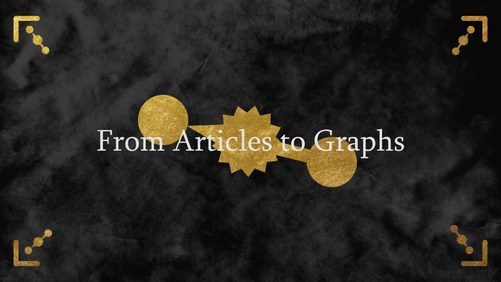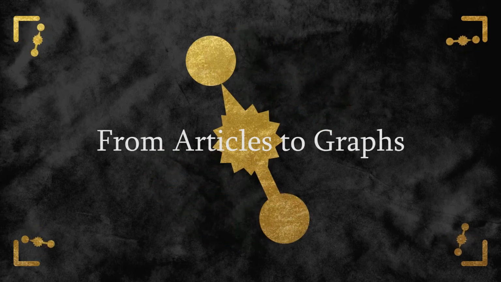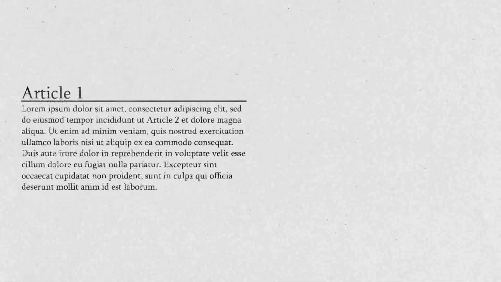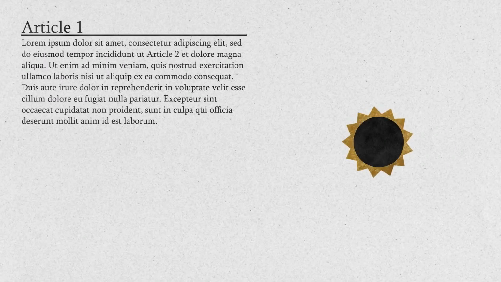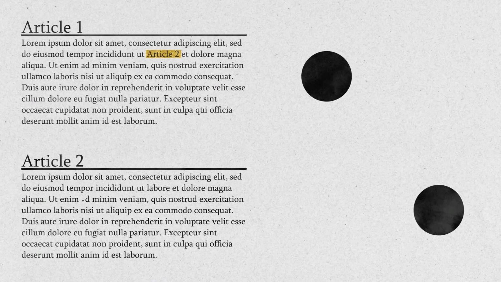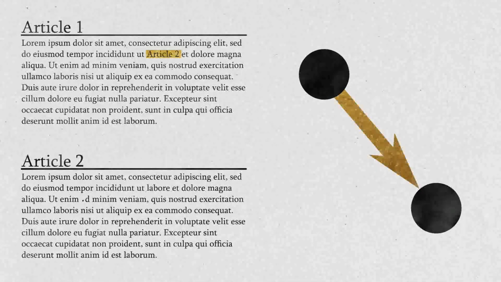In our case, each article will be a node in the graph, and the links between articles will define the edges of the graph. For example, we have article 1, for which we create a node in our graph. Within article 1, there is a link to another article, article 2. This link means that there will be an edge from article 1 to article 2. Alright, back to the code.